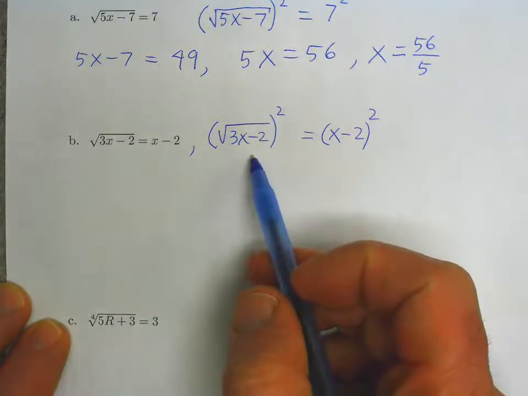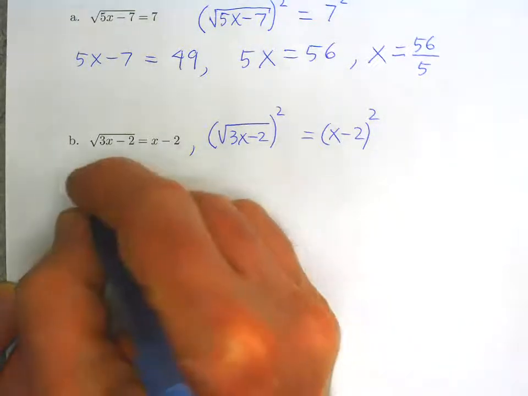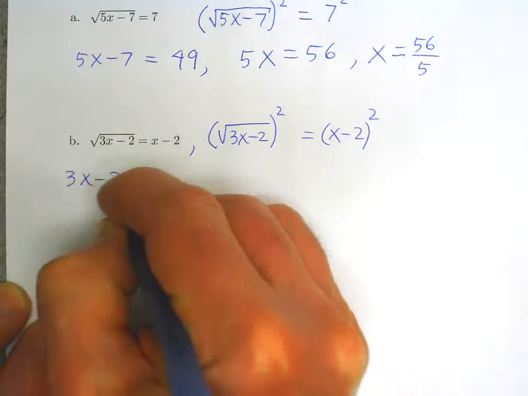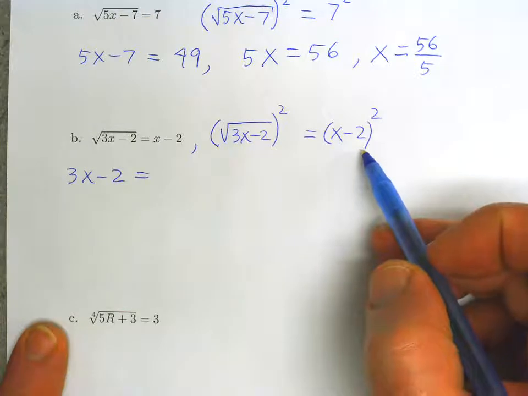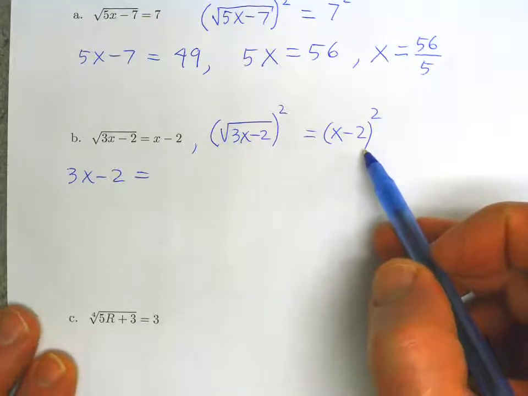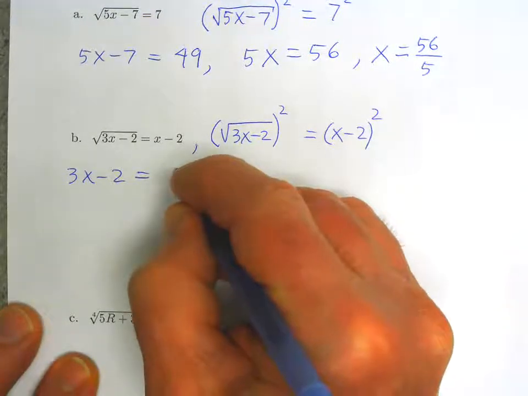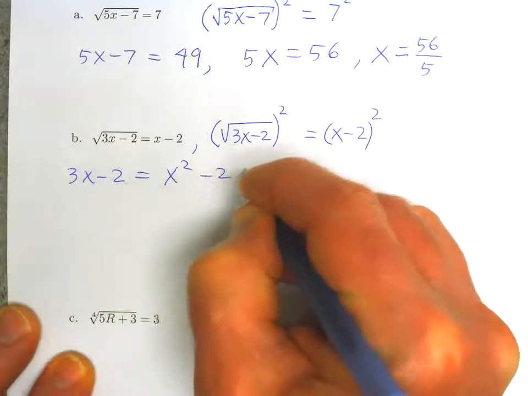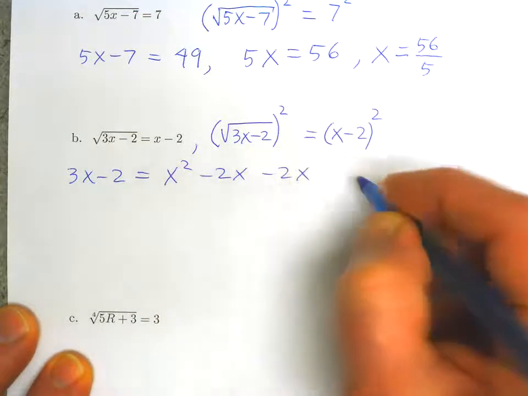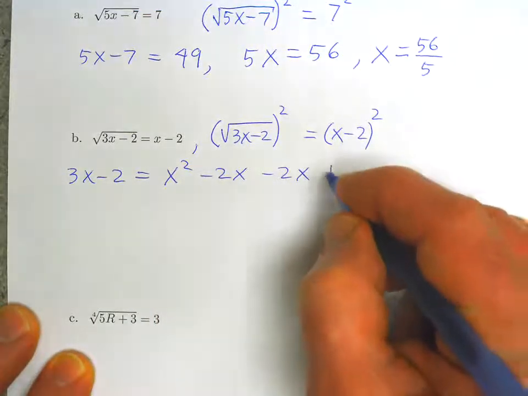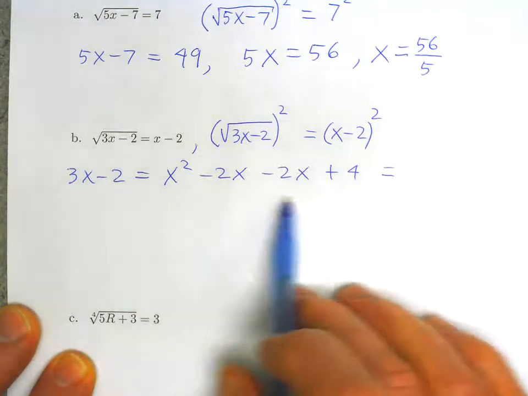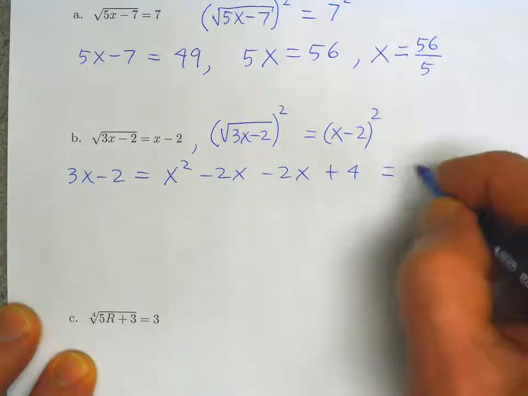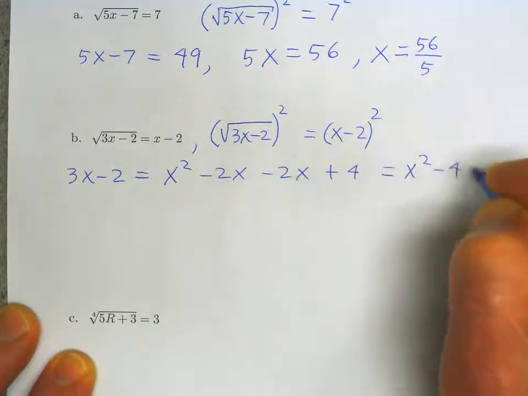When we square the square root of 3x minus 2, we just get 3x minus 2. And then x minus 2 quantity squared means x minus 2 times x minus 2. So we get x to the second minus 2x again, and then negative 2 times negative 2 is positive 4. And then we'll just combine like terms on the right-hand side to get x squared minus 4x plus 4.